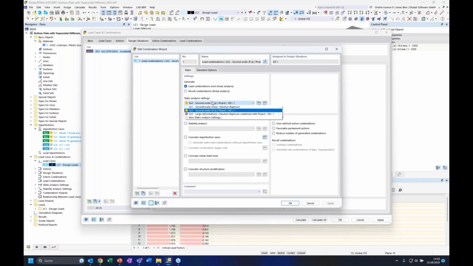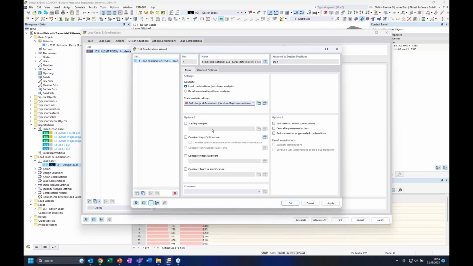So for our GMNEA, I want to do a large deformation analysis. For that, it would be most appropriate to take the large deformations analysis settings. So this is suitable for large deformations and large rotations. The second order theory is maybe not always suitable. So in doubt, I would always take the large deformation theory.